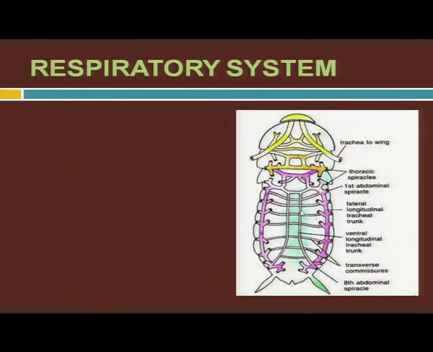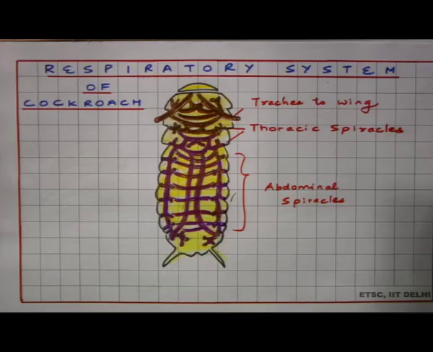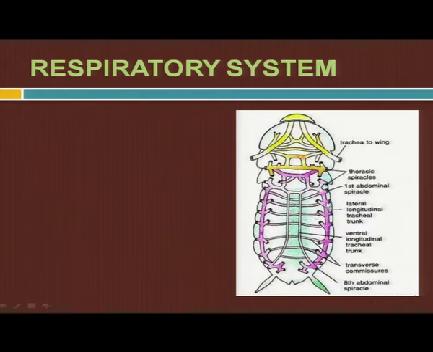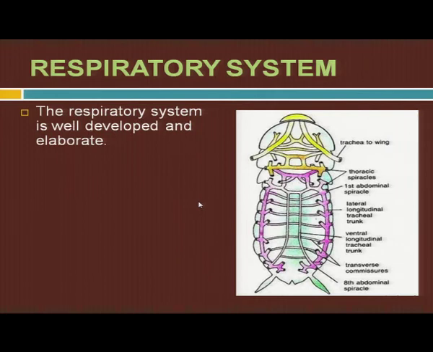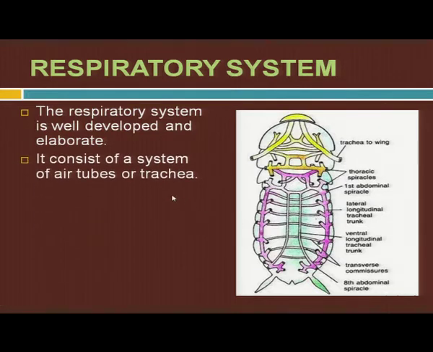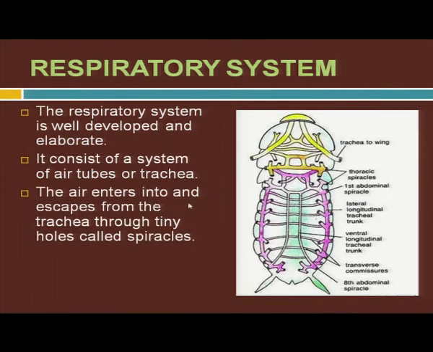As you can see in this picture, the picture is showing you a network of tube-like structure, and these tube-like structures are known as trachea, and these trachea open into small tiny openings or holes which are known as spiracles. Let us learn more about them. The respiratory system is well developed in a cockroach and it has an elaborate system. It consists of a system of air tubes known as trachea. The air enters into and escapes from the trachea through tiny holes called spiracles.